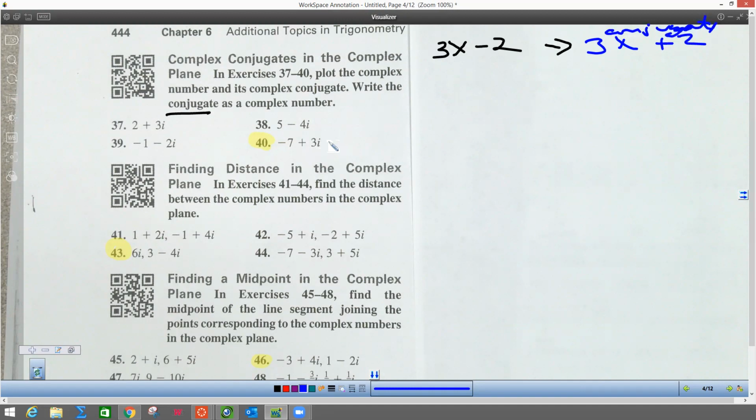So, can anyone tell me what's the conjugate of negative 7 plus 3i? That's right. You do the exact same thing. You just change the sign between them. Oops, that's a 3i, not a 7i. My bad. This should be a 3.